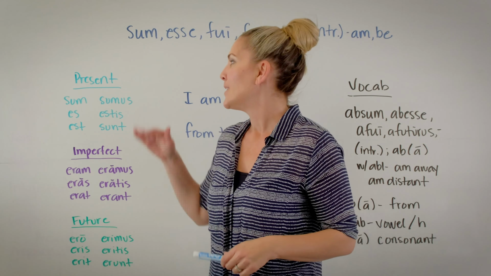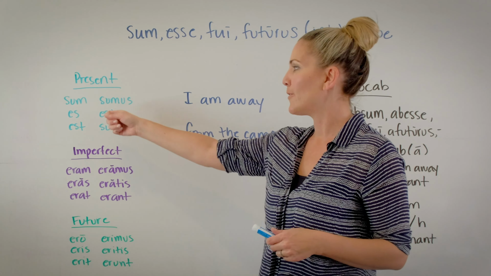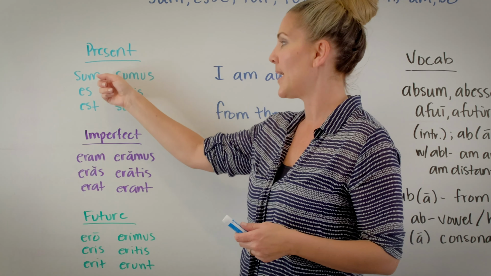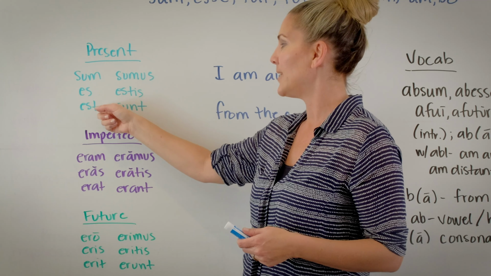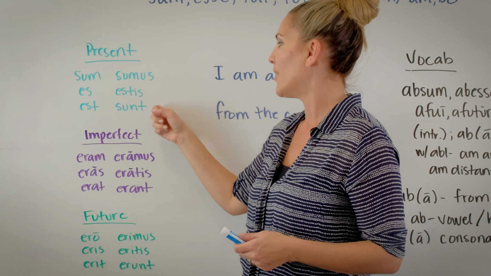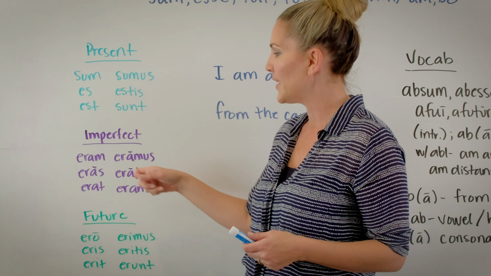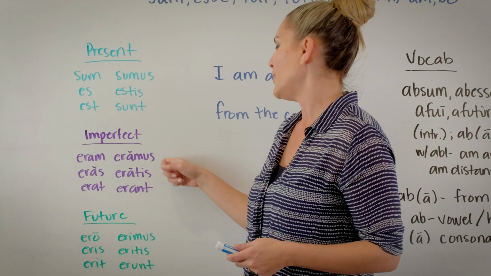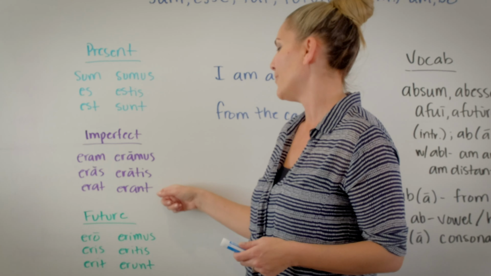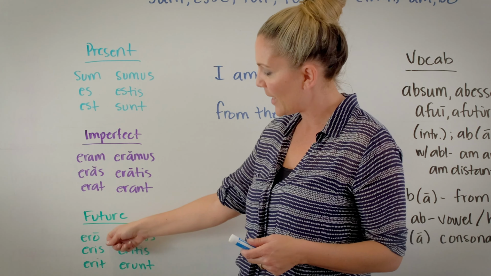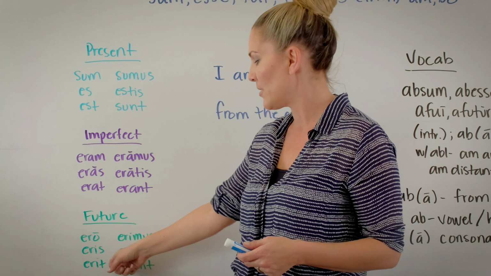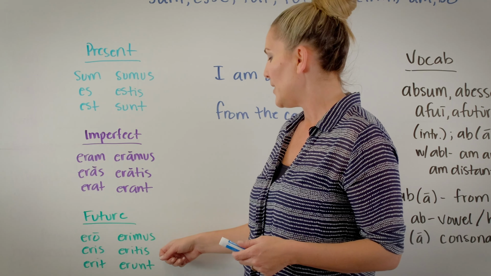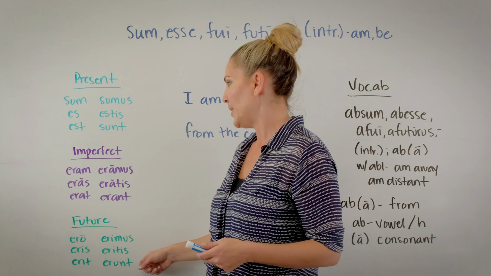So let's take a look at the three tenses that we'll be studying today. We've got the present, the imperfect, and the future. So our first person singular here, present tense: I am, you are, he, she, or it is, we are, you all are, they are. In the imperfect: I was, you were, he, she, or it was, we were, you all were, they were. And last we have the future: I will be, you will be, he, she, or it will be, we will be, you all will be, they will be.